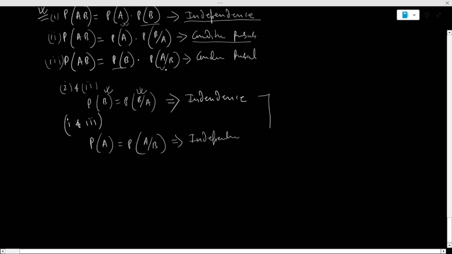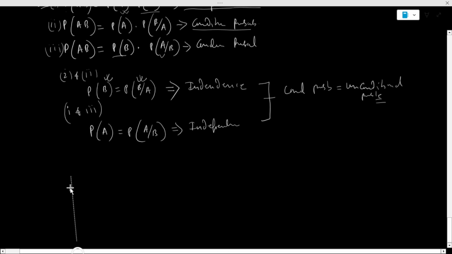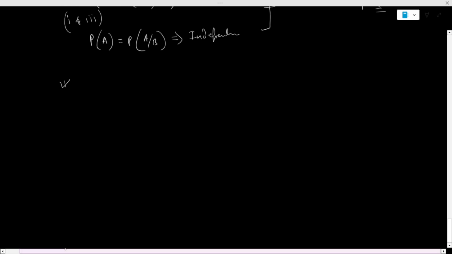So when we generalize this concept, we can say that if the conditional probability is equal to the unconditional probability, then we can say that the two events are independent. So let us see with an example whether that will be true or not. And first of all, let us start off with the conditional probability.